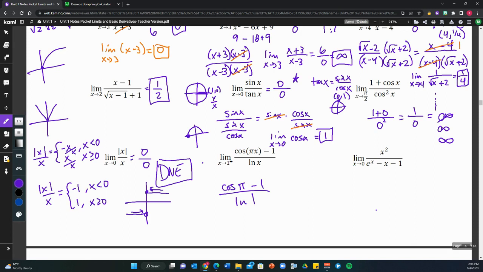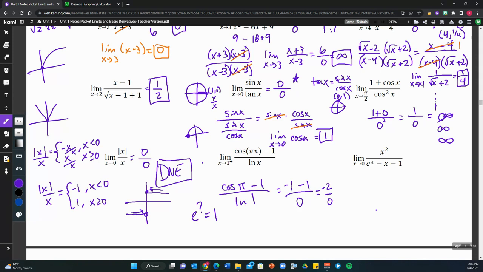Cosine of pi, if you remember, pi is one half of the circle. So an angle of pi would be over here, and the x-coordinate there would be negative 1. Again, cosine asks for the x-coordinate of the angle. So we get negative 1 minus 1 up top. And then natural log of 1, that's like asking yourself, what power does e have to be raised to produce an answer of 1? So that would be 0.